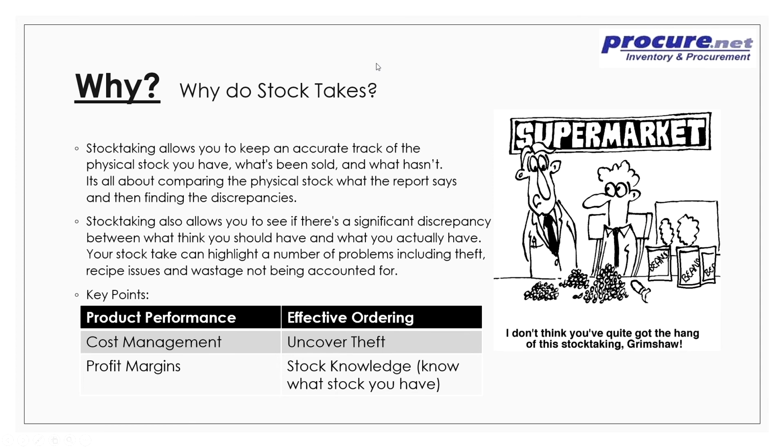Why do you have to do stock takes? Stock taking allows you to keep an accurate track of the physical stock you have, what's been sold and what hasn't. It's all about comparing the physical stock with what the report says, and finding the discrepancies. Stock taking allows you to see if there's a significant discrepancy between what you think you should have and what you actually have. Your stock take can highlight a number of problems including theft, recipe issues, and wastage not being accounted for. The key points are product performance, effective ordering, cost management, uncovering theft, your profit margins, and stock knowledge. That's to know what you have in stock.